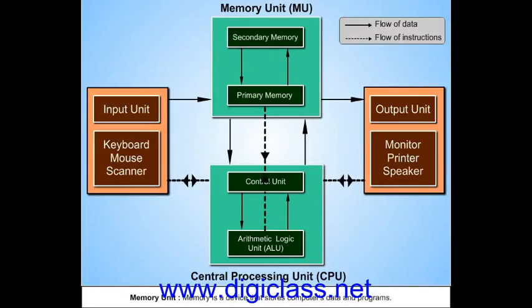Memory Unit. Memory is a device that stores computer's data and programs. The two types of memory are primary memory, that is internal, and secondary memory, that is external.